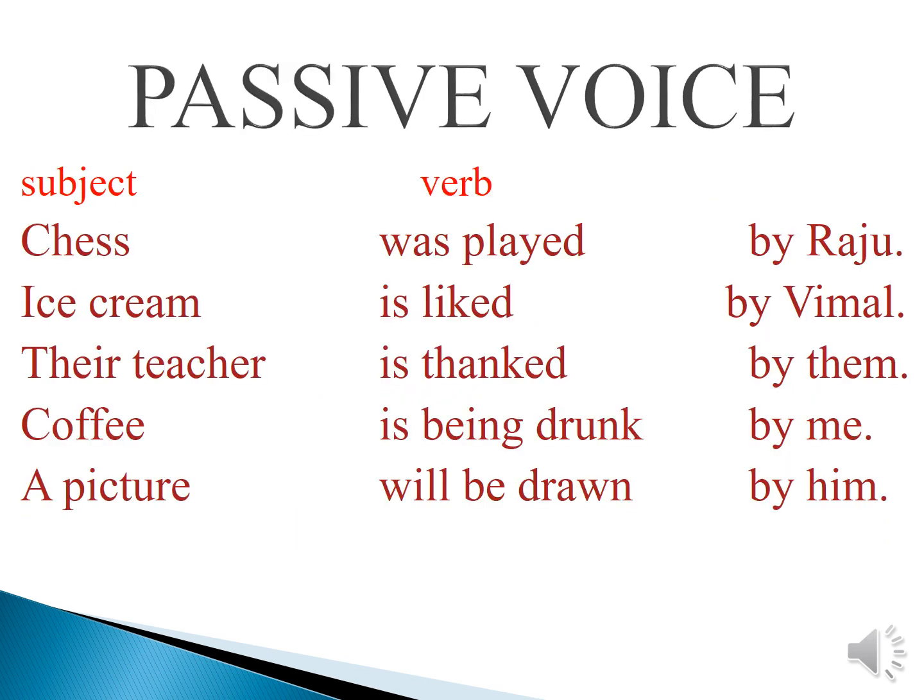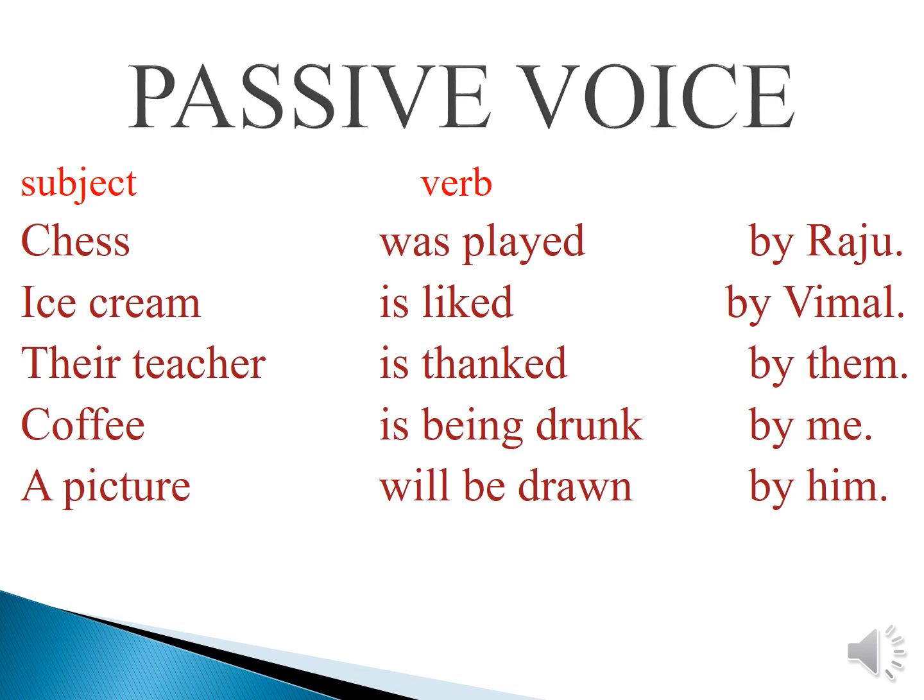In these sentences, the action is not done by the subject. Chess was played by Raju. Play is the action word. It is not done by chess. That is the subject here. So this is a passive voice sentence. Ice cream is liked by Vimal. Ice cream is the subject, but ice cream is not doing the action.